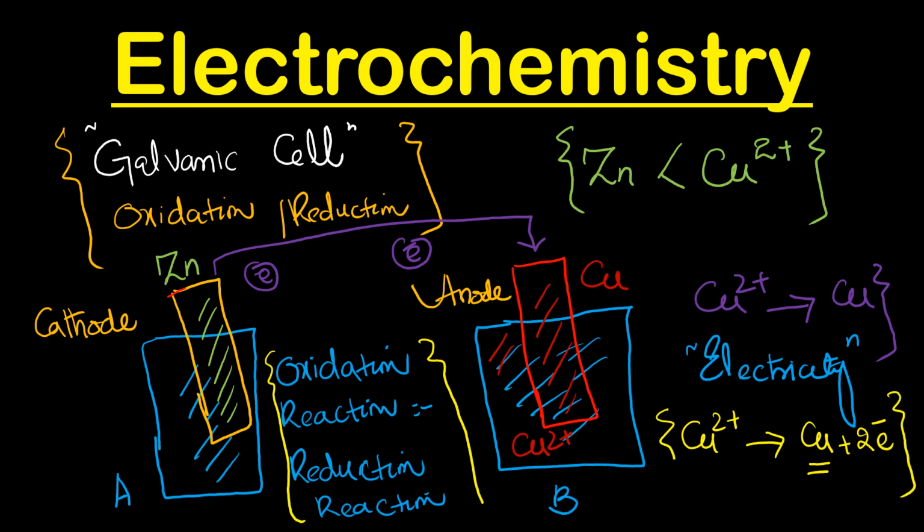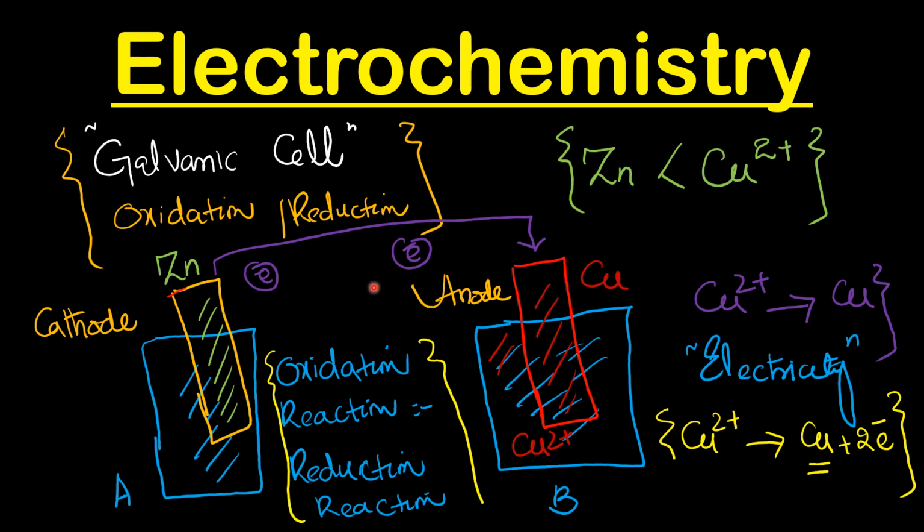So on the cathode side of the galvanic cell, there will be an oxidation reaction, whereas on the anode side of the galvanic cell, there will be a reduction reaction. So in simple words, in the first way of studying electrochemistry, we study the chemical reaction causing the generation of electrons or the generation of electricity.